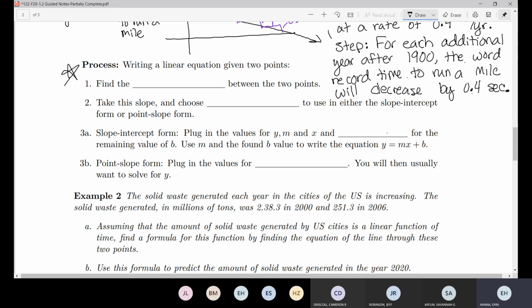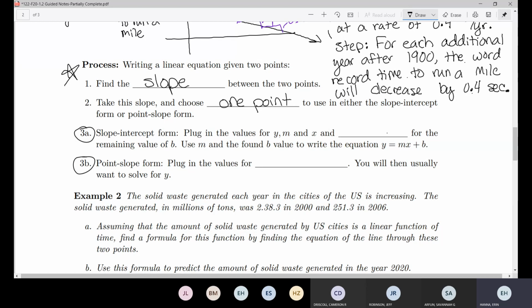So to find the equation of a linear line given 2 points, the first thing you're going to do is find the slope between those 2 points. You're going to take this slope and choose 1 point out of the 2 that you're given to use in either slope-intercept form or point-slope form. Remember, there were the 2 different types of forms, whichever one floats your boat. And then whatever your third step is depends on which form you want to use.